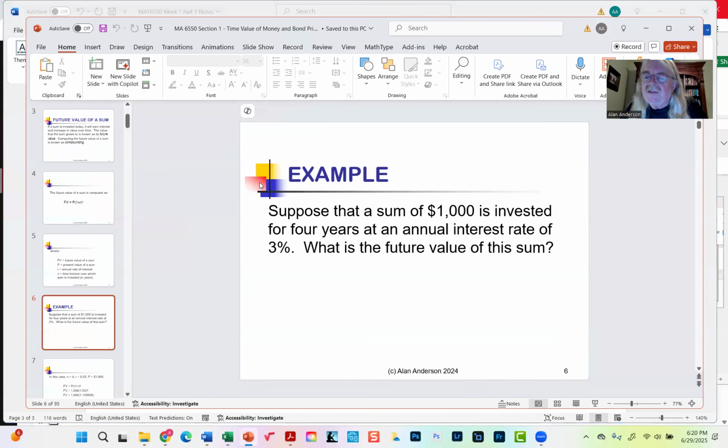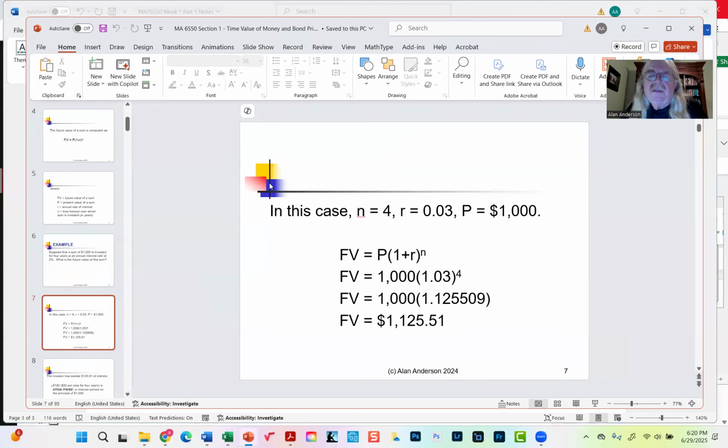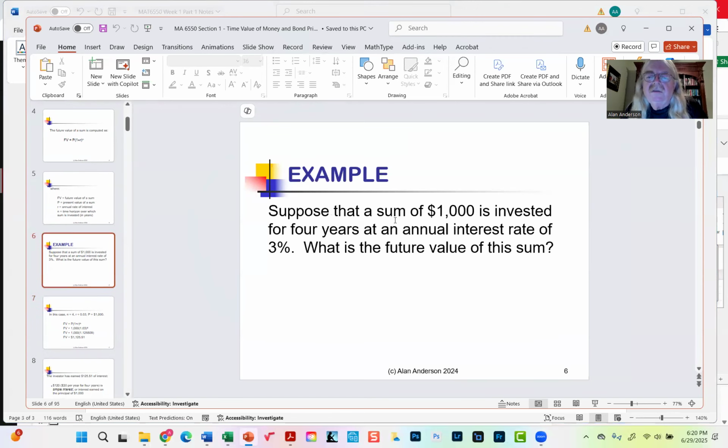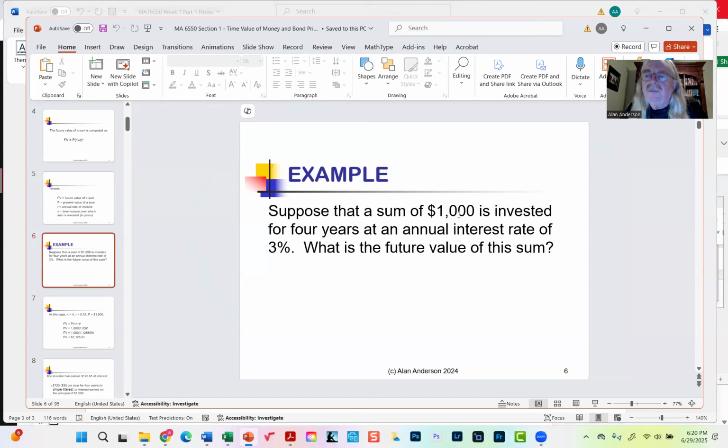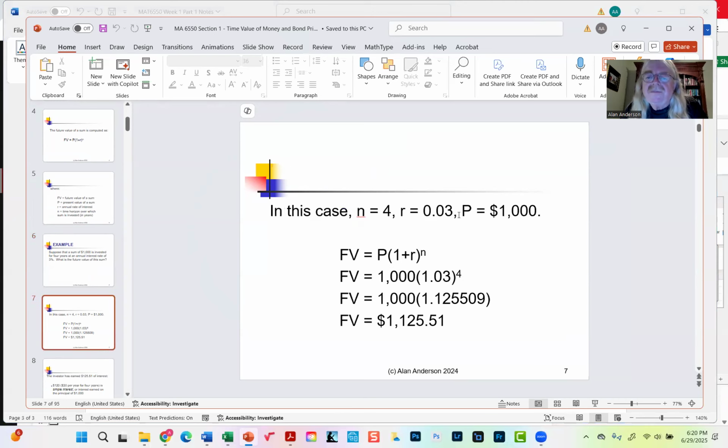Here's the example I had in the slides. We have the sum of $1,000 invested for 4 years at an annual rate of interest of 3%. What is the future value of the sum? All right, so we'll do the same thing. We have N is 4 years. 3% is the rate of interest, which you notice I've converted to a decimal. And then the principal or present value is $1,000. Multiply those out on your calculator, and you'll see that it's always rounded to dollars and cents. We end up with 1125.51.